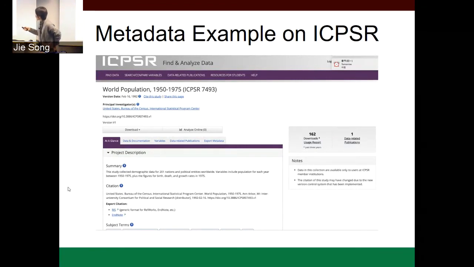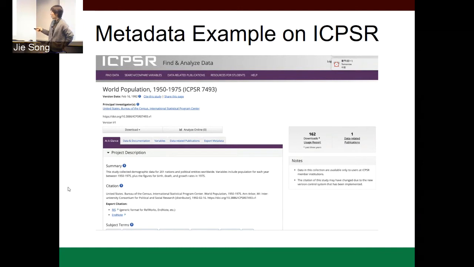The version information, the principal investigator for the data set, and some other information such as the project level description. It gives a summary of who collects the data, what kind of people are involved in the process, and how to cite the data in a standard format. Other than that, it gives other metadata information such as documentation level, variable information, and related publication. This one has only one data-related publication. One publication has referred to this data set. All this information is called metadata.